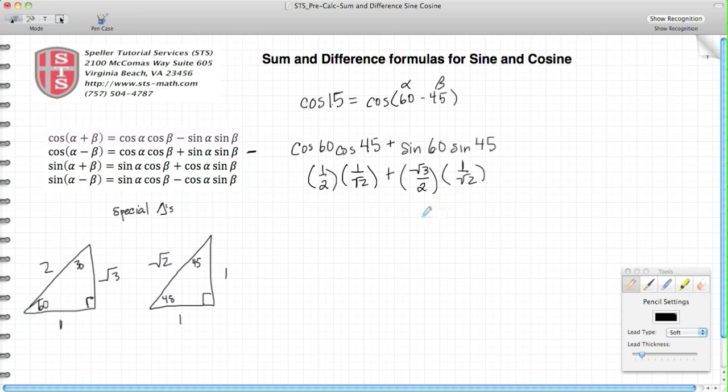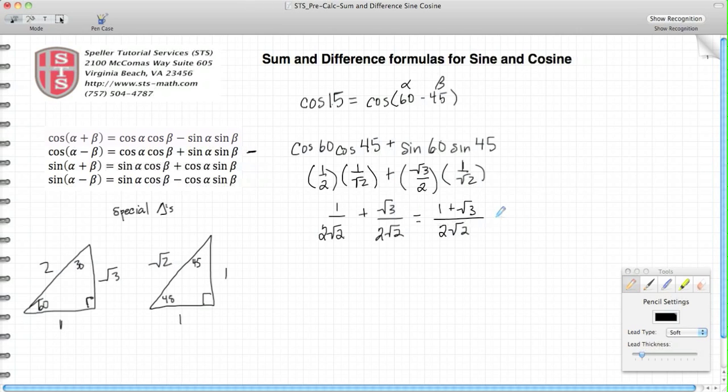So now with this information, we continue to evaluate. With multiplying fractions, we multiply our numerators, 1 times 1, and we multiply our denominators, 2 times root 2, to give me 2 root 2. I'm going to add that to root 3 times 1, which is root 3, and then 2 times root 2, which is 2 root 2. Fortunately, I have common denominators, so now I can write this as one expression. So 1 plus root 3 divided by 2 root 2.